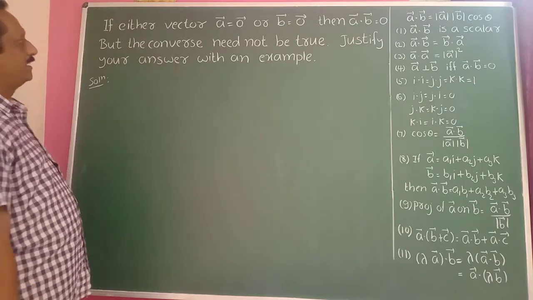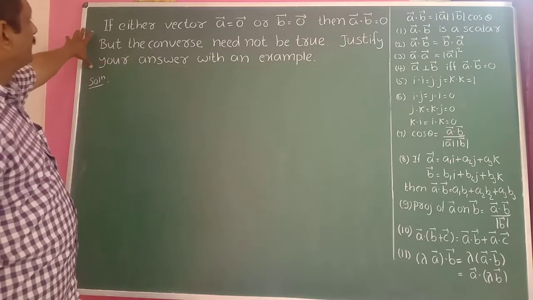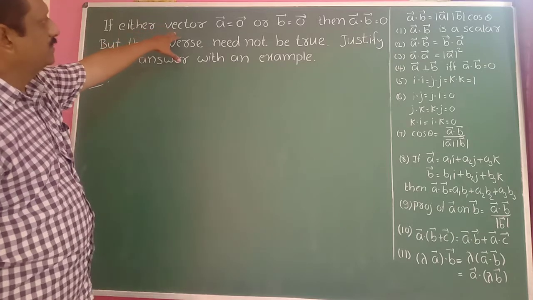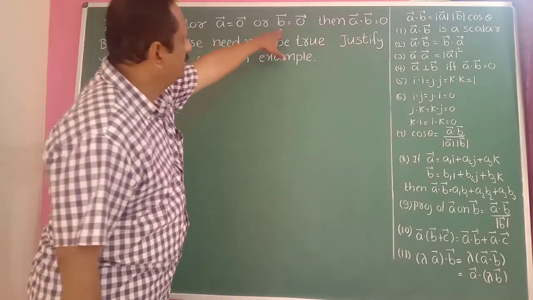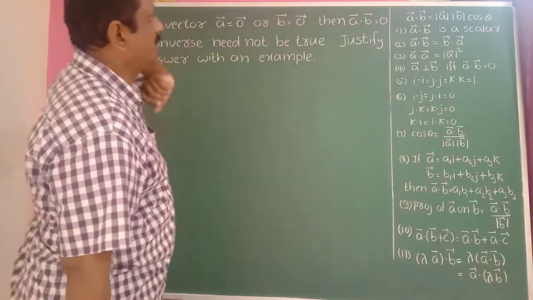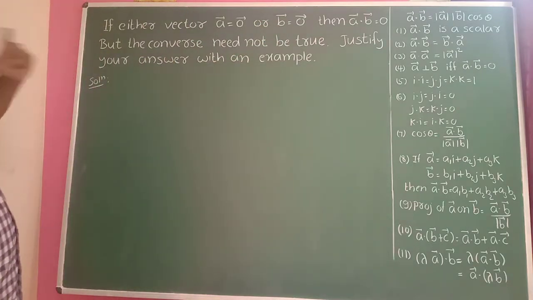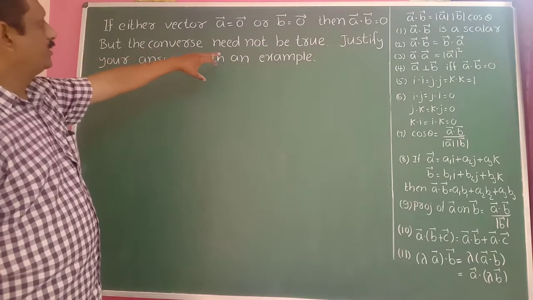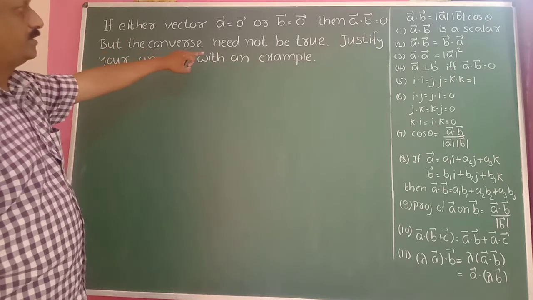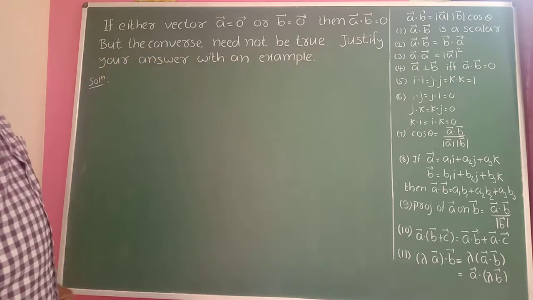So do not neglect this. This is the next example: if either vector a bar is a null vector or b bar is a null vector, then a bar dot b bar is 0. The converse need not be true. Justify your answer with an example.